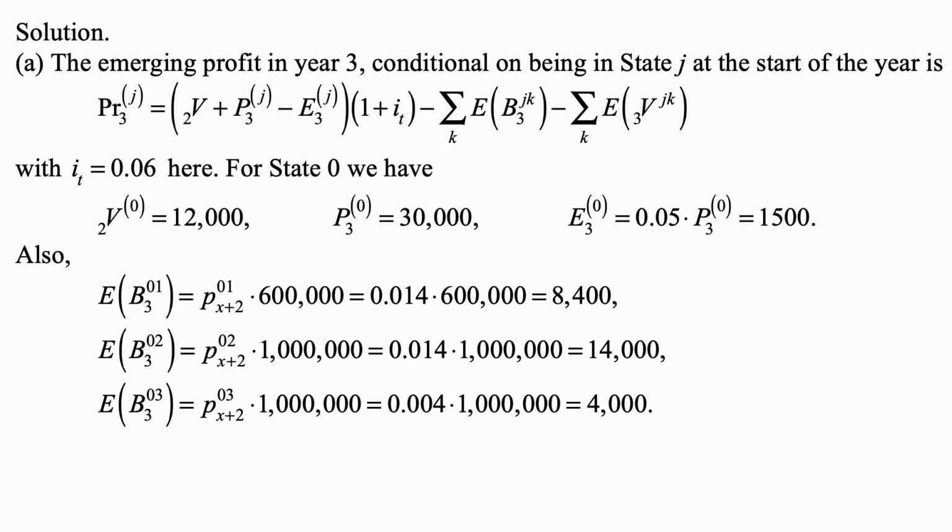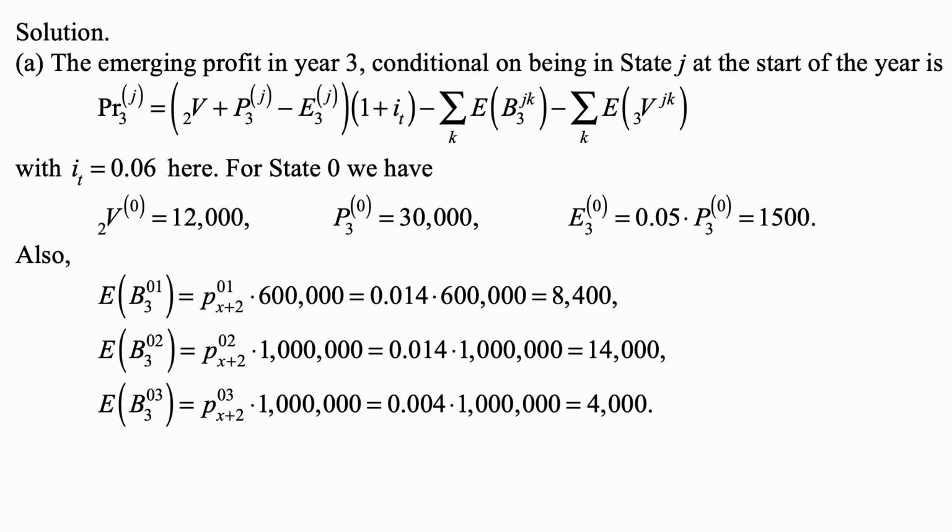For state 0, we have the reserve at time 2 is 12,000, the premium 30,000, the expenses are 5% of premium, so 1,500. The expected value of the benefit for the situation when it transitions from state 0 to state 1 is the probability of that transition times 600,000, so that's 8,400. For state 2, it is the probability of transition times the benefit in that state, and that's 14,000.